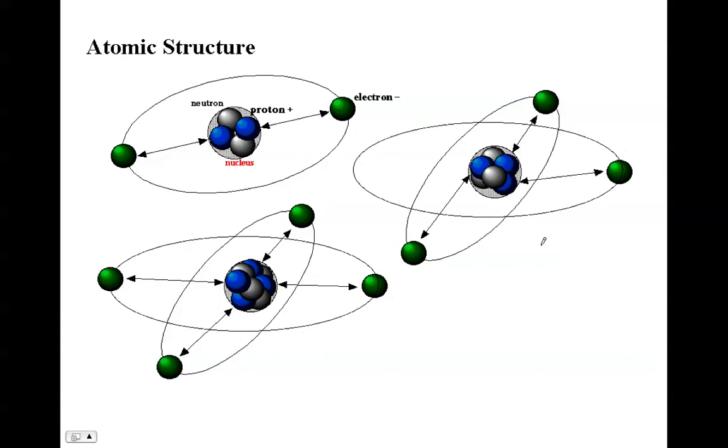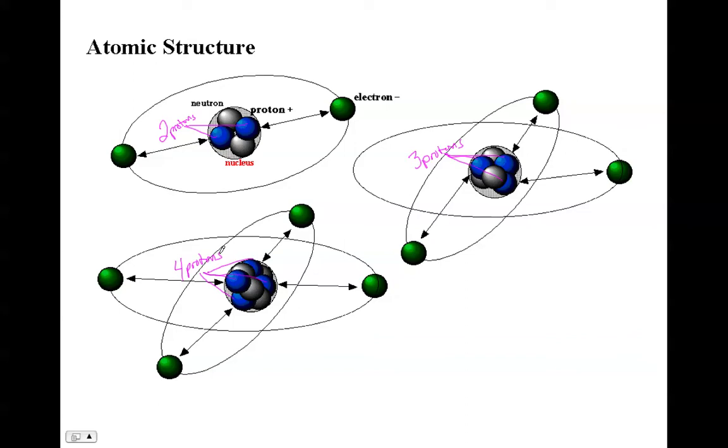Now, here's the atomic structure of 3 different types of atoms. You might say, how do you know they're different types of atoms? Because they have different numbers of protons. This first one has 1, 2 protons. This second atom has 1, 2, 3 protons. And this third atom has 1, 2, 3, 4 protons.